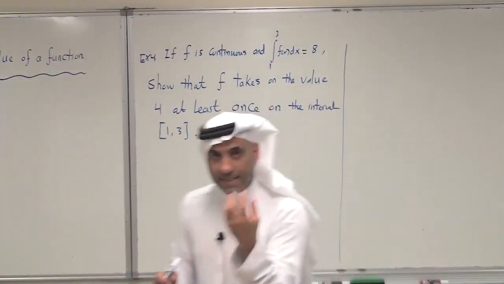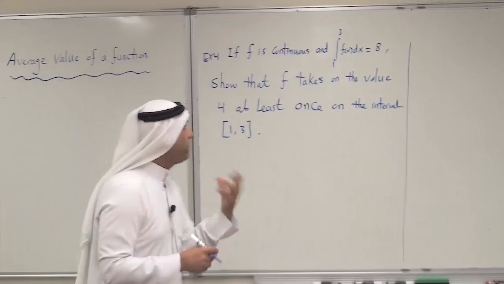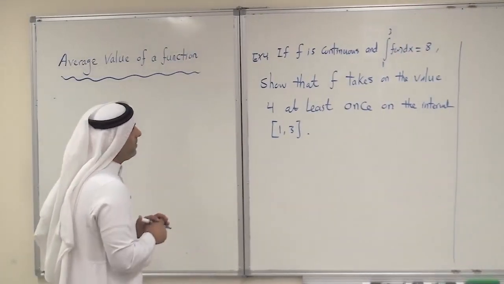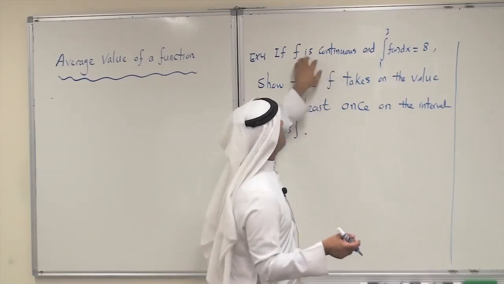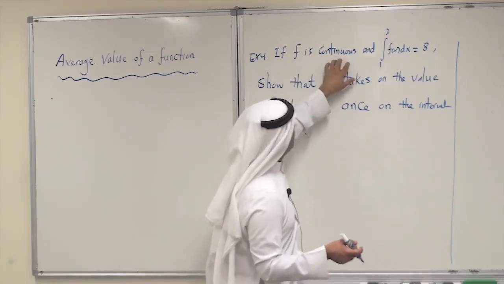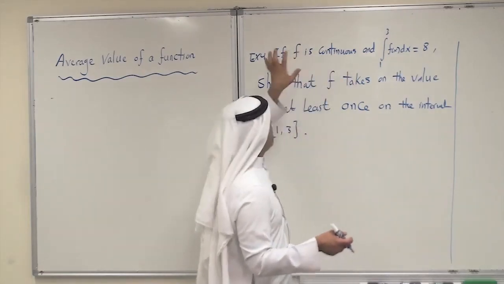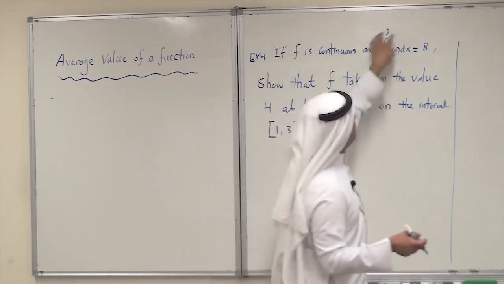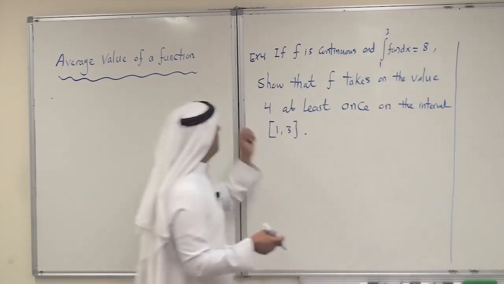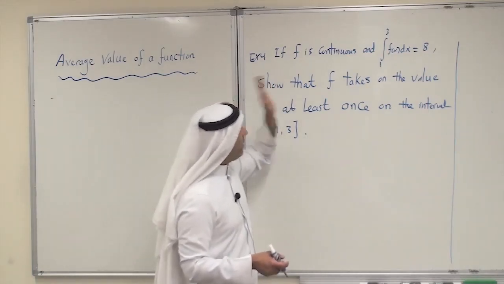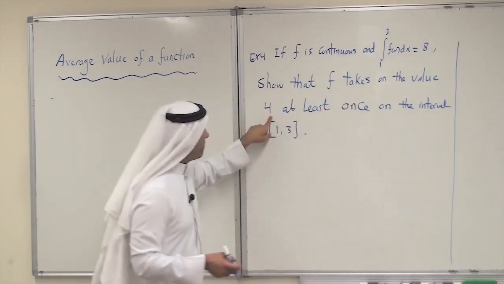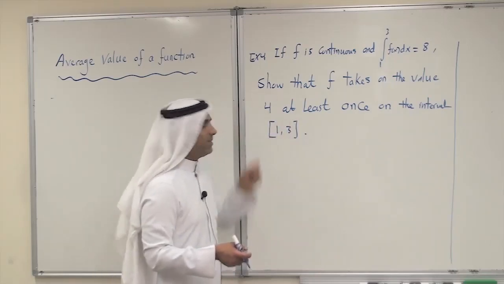Now let us see another way to represent a question about the mean value theorem of integrals. The question here says if f is continuous, and it is not a secret because we need this in the theorem, we need continuity of the function. So f is continuous and we are given the integral, which is equal to 8, of that function, and the question says show that f takes on the value 4 at least once on that interval.